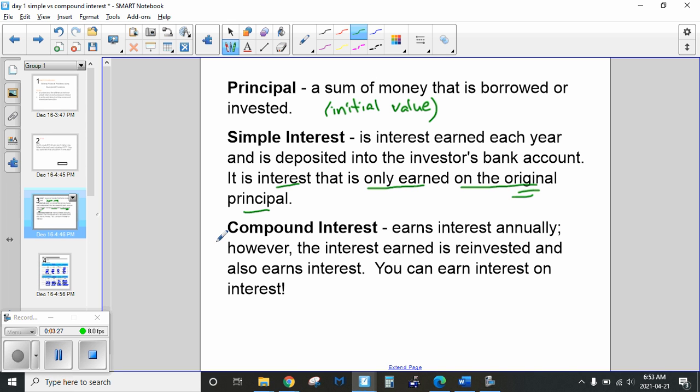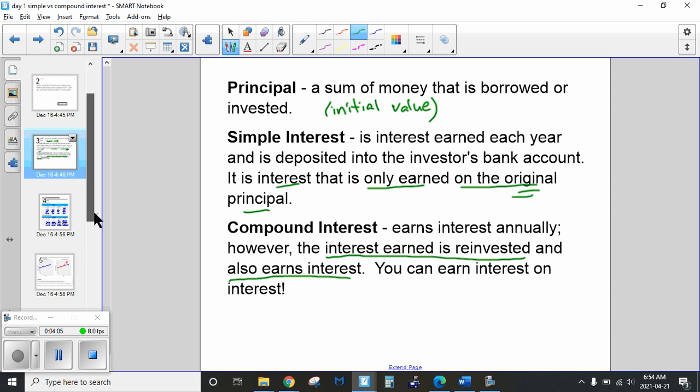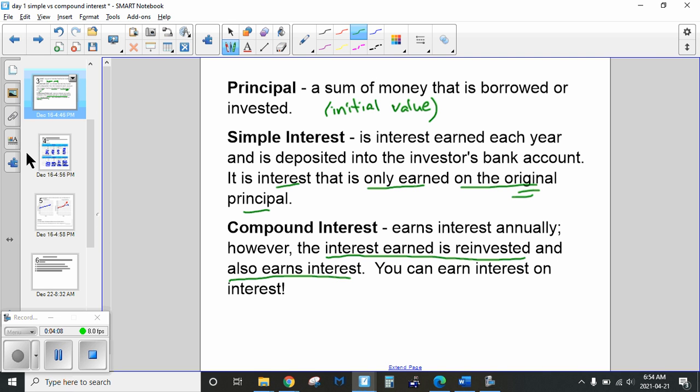For compound interest, interest earns annually again, but interest earned is reinvested and also earns interest. So this means if you had, my example was wrong, but if you have $1,000 in the bank earning 5% interest, in the first year it's going to earn $50. That's going to get added to your bank account and included in the next year's calculation. So on the next slide, I have a chart that kind of walks through what that looks like. This isn't part of your note that you have to copy down. It's just something to look at so you can understand what that pattern is.